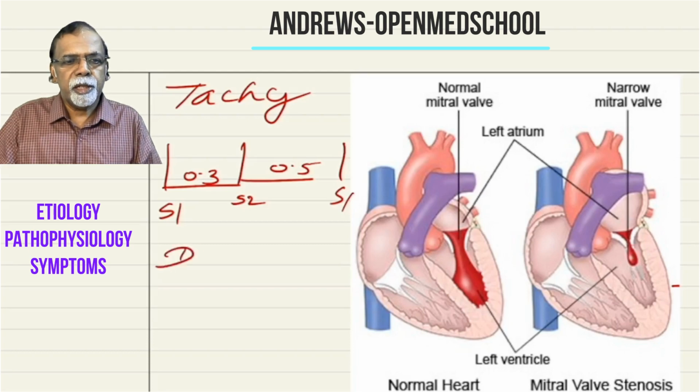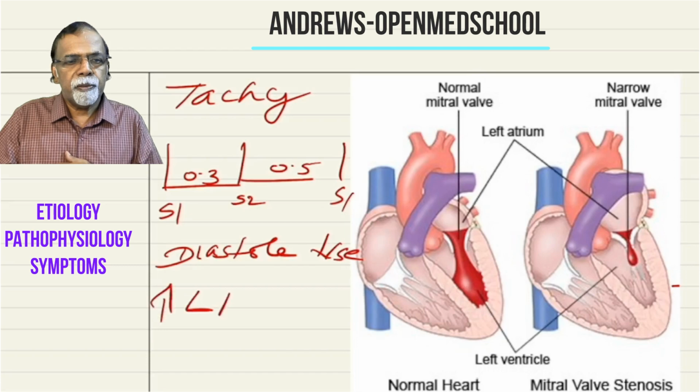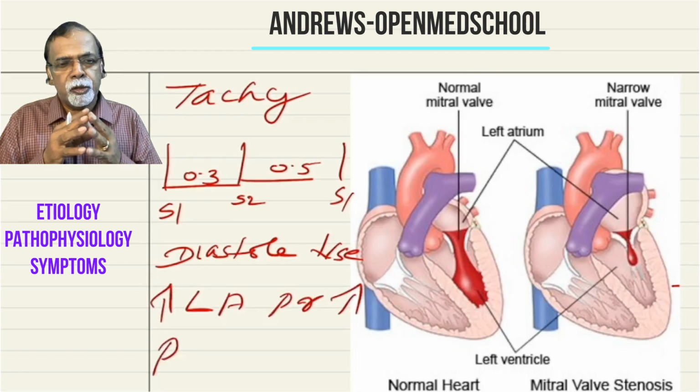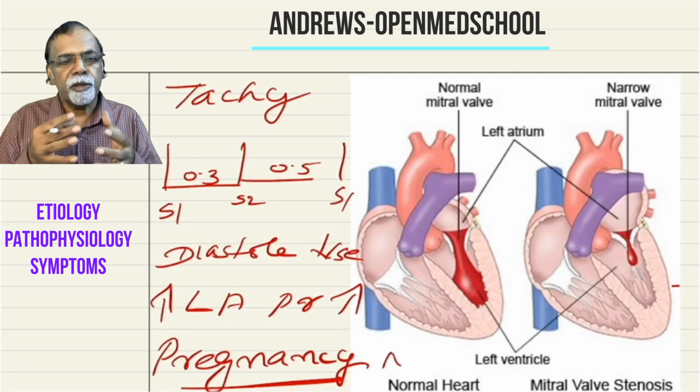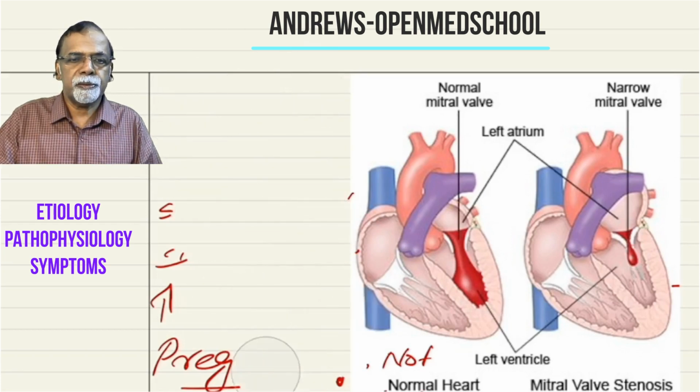And as we know, the blood flow from left atrium to left ventricle occurs in the diastole. So diastole cutting short, what will happen? This will lead on to further increase in the pressure in the left atrium. So tachycardia, either due to exercise, fever, infections, or development of atrial fibrillation will lead on to worsening of symptoms. And that is why exercise and pregnancy are poorly tolerated in a patient with mitral stenosis.